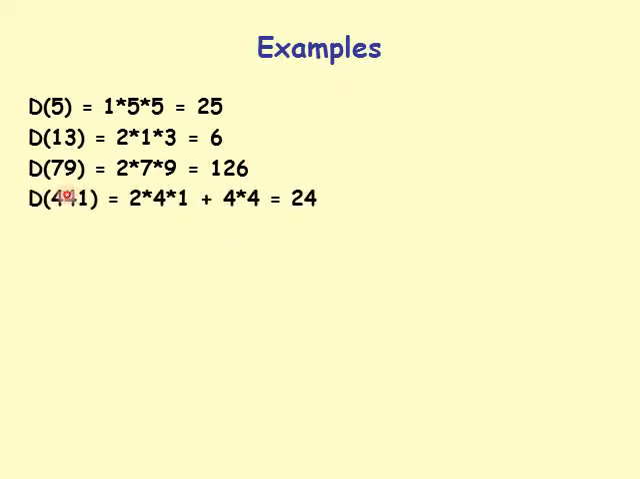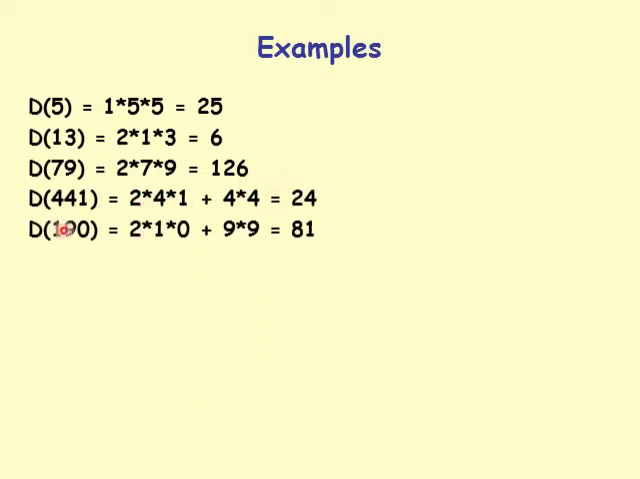Okay. Here 441, and we pair this 4 with the 1, which is in different positions, so that's 2 times 4 times 1, and the middle 4 we pair with itself, in the same position, which is 4 times 4. So this is 8 here and 16 here, which is 24.